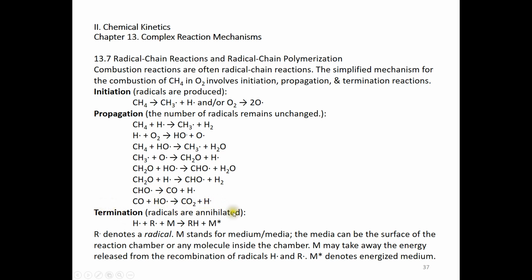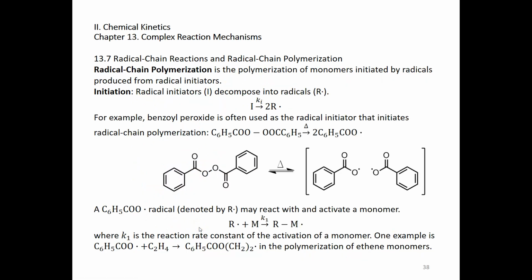Termination. It's possible for two radicals to form a single bond in between. So the R radical and the hydrogen atom may form RH and release energy. The energy must be taken away by a medium molecule denoted by M. M star denotes the energized medium.